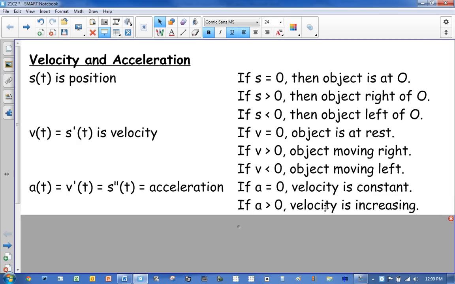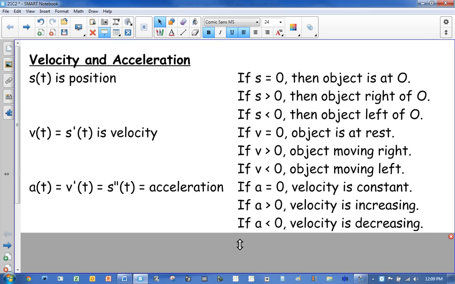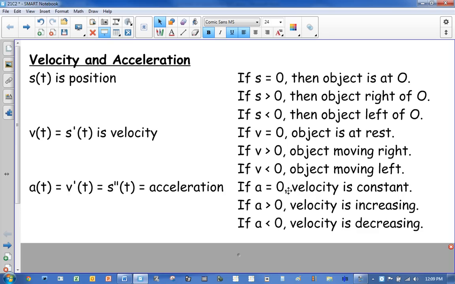If acceleration is greater than 0, then the velocity is increasing. It is getting more positive. Can't really say more than that without combining it with velocity, and we're going to do that in a minute. And finally, if acceleration is less than 0, then the velocity is decreasing. Okay, and again, I can't really say more than that without combining it with velocity. All right? So those 9 things are how we look at position, velocity, and acceleration.